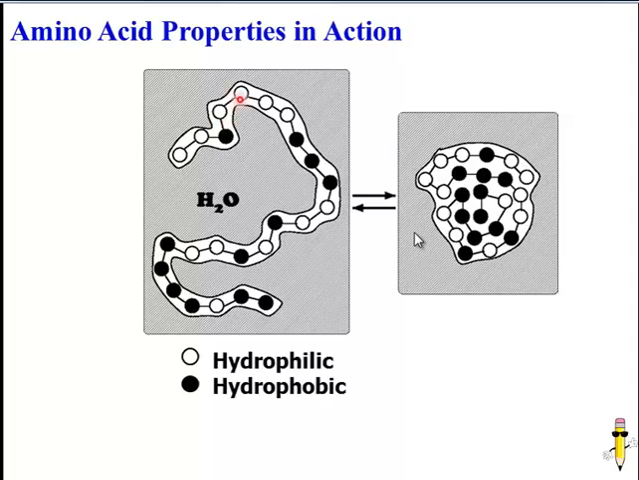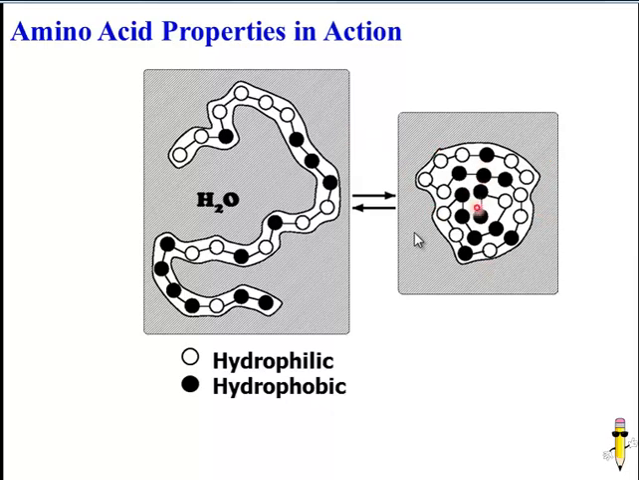Here we've got a polypeptide chain, and all of the circles are amino acids. Now the dark circles represent hydrophobic amino acids. Hydrophobic means they hate water. So if you put this polypeptide chain in water, and remember that your cell is mainly composed of water, then the polypeptide is going to fold up like this.